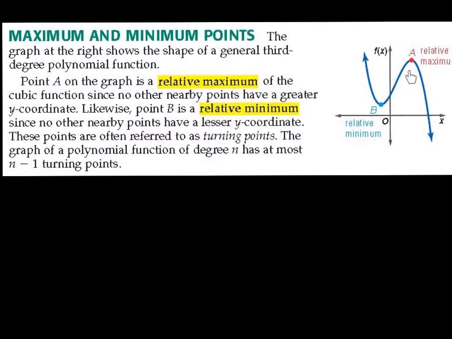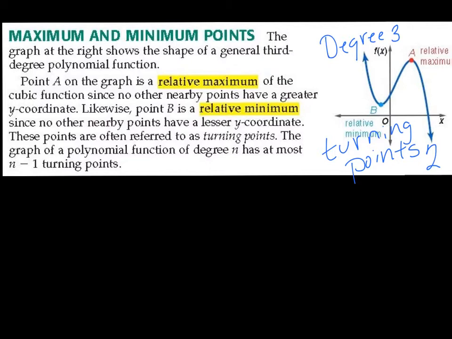Point A on the graph is a relative maximum of the cubic function since no other nearby points have a greater y-coordinate. Likewise, point B is a relative minimum since no other nearby points have a lesser y-coordinate. These points are often referred to as turning points. The graph of a polynomial function of degree n has at most n minus 1 turning points. So in this graph we have a third degree equation and there are 2 turning points.